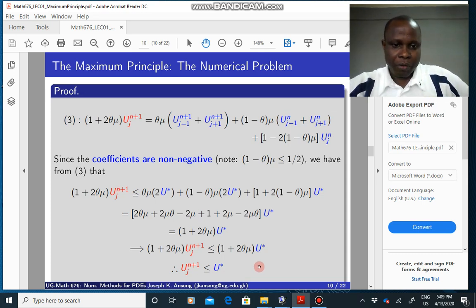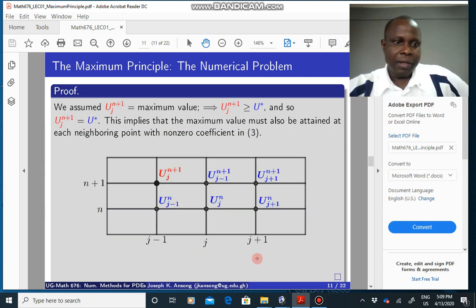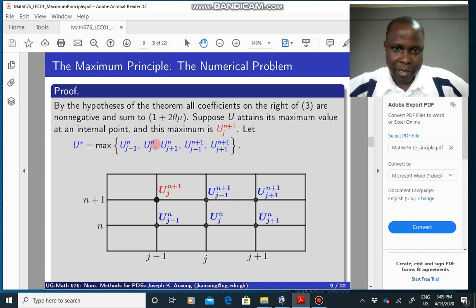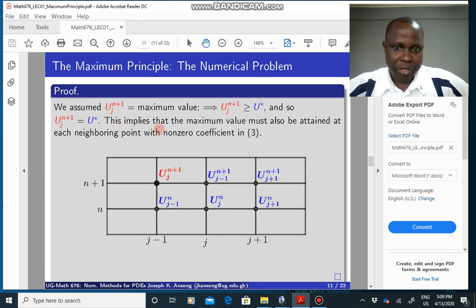Good, so keep this in mind. This is less than or equal to this, but remember that we assumed that this Uj n plus 1, which is an internal point, is the maximum that is attained internally. If it is the maximum, then of course it has to be greater or equal to what? U star, where U star is the surrounding nodes. So we just showed that it is less than U star, but by assumption we know that it has to be greater than this, therefore it has to be equal to this.